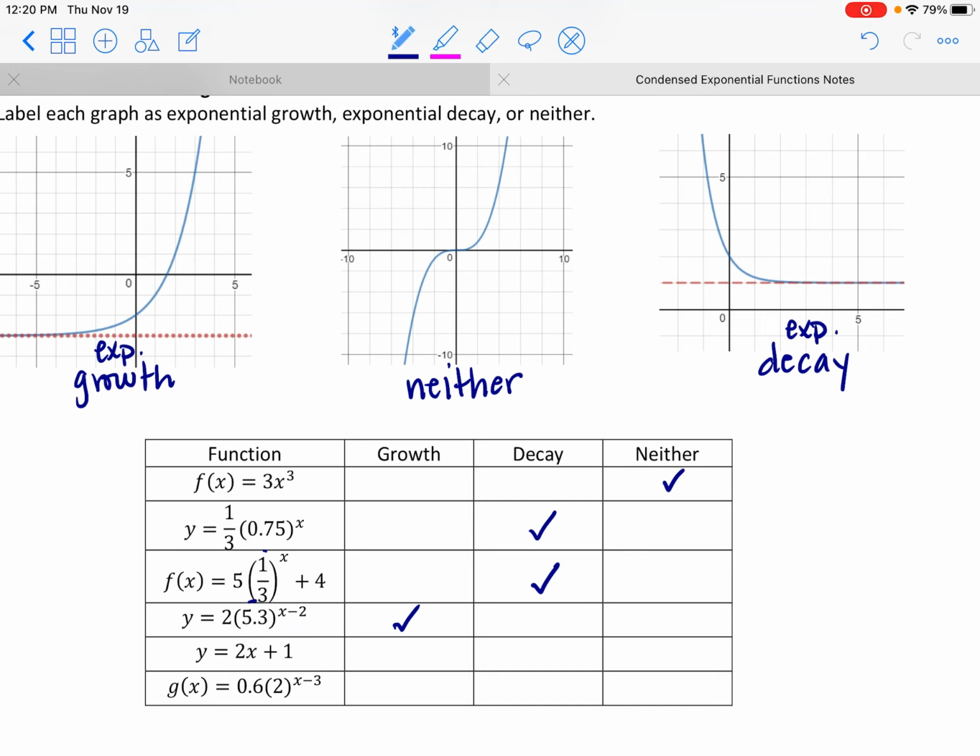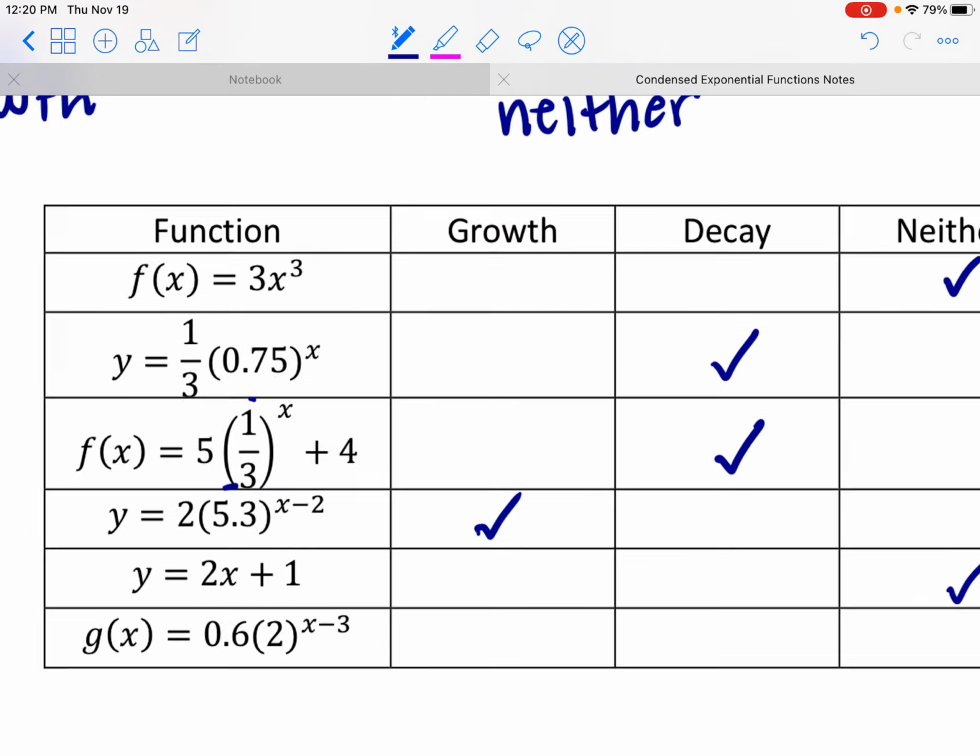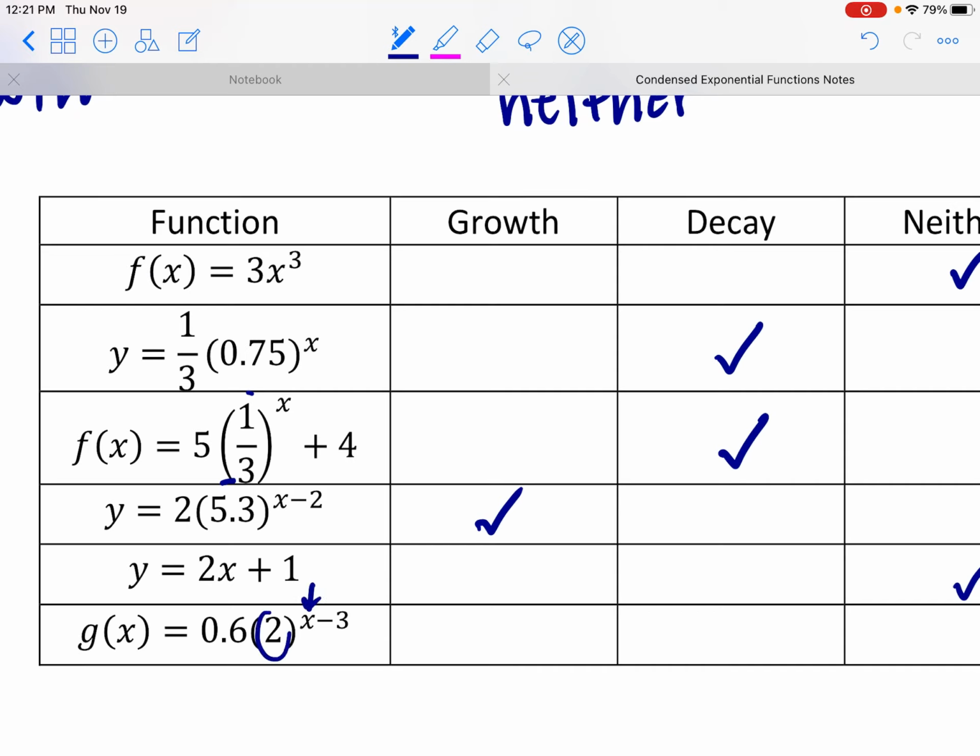And then the next one, we better recognize this is a linear function, not exponential. That's a neither. And then the last one is exponential. We've got the variable exponent, base of 2. We already saw that is going to be doubling our number every time. That's going to be exponential growth.